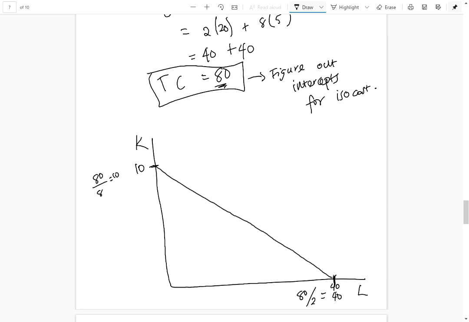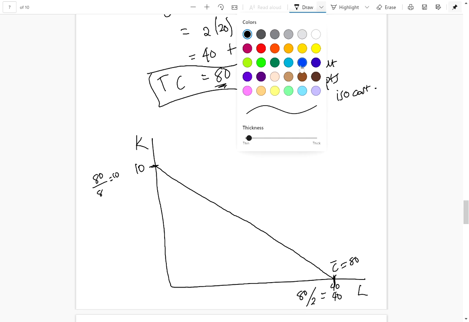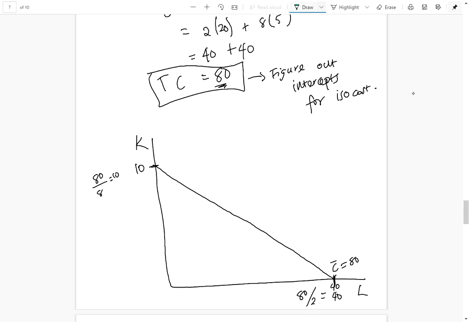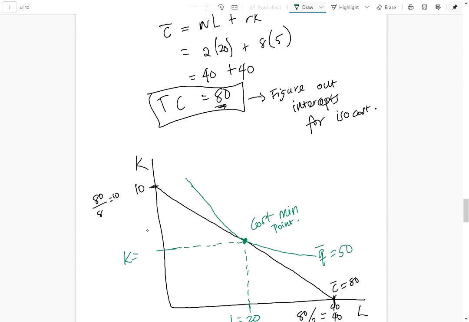Now, the only way we can say that this is the iso-cost line is if it is tangent to our isoquant line. So let's do that. So we have an isoquant that is just tangent to the iso-cost line. So at this cost minimizing point, we have that L is equal to 20 and K is equal to 5.